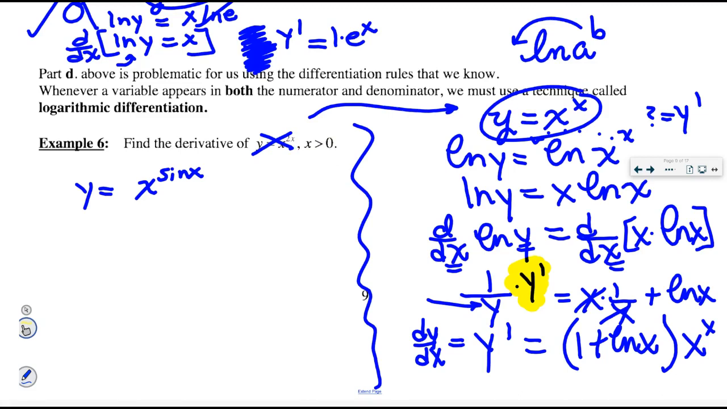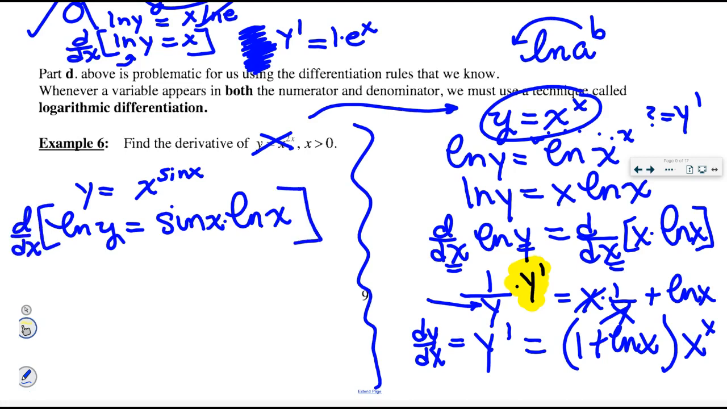First thing I'll do, and again, I'm in search of y prime, is take the natural log. It allows me to bring the power out front, a la pre-calculus and algebra 2. Next, I'll take the derivative of both sides. I'll put it all the way over there so you can see I'm taking the derivative with respect to x of everything. The derivative of natural log is, again, 1 over u times u prime. So in this case, 1 over y times y prime.